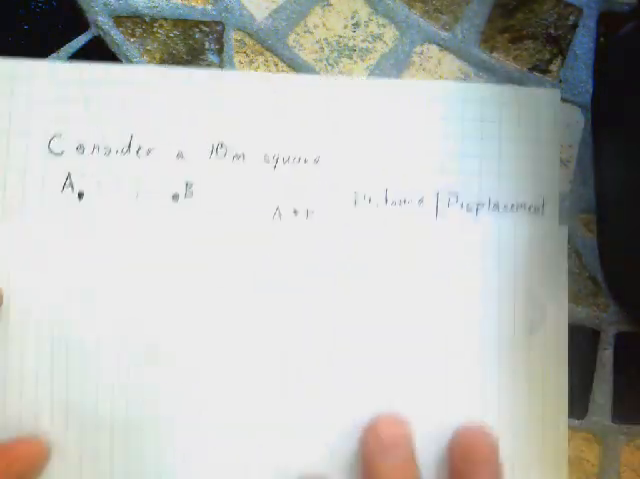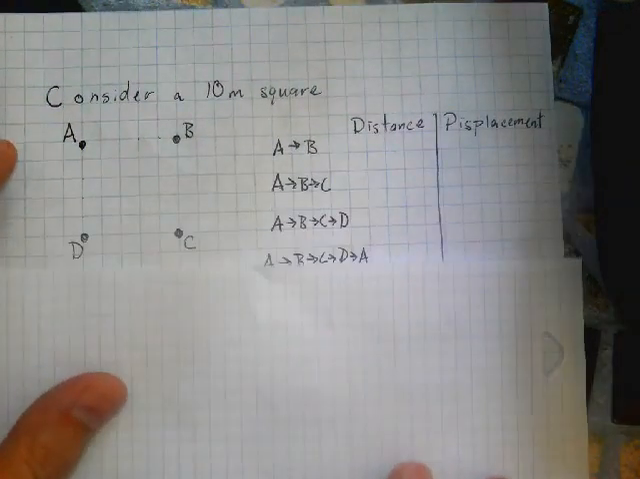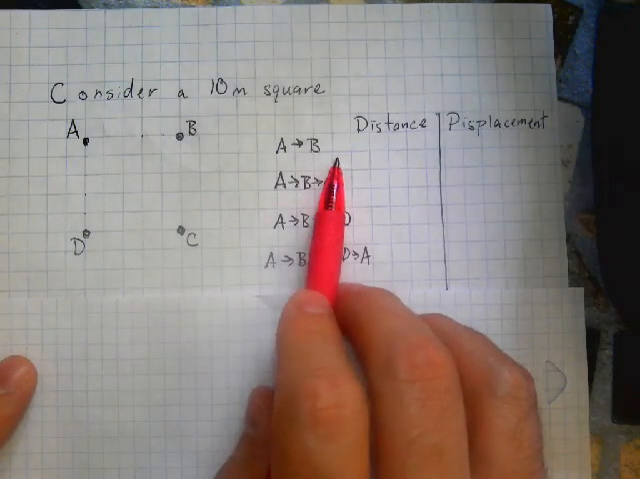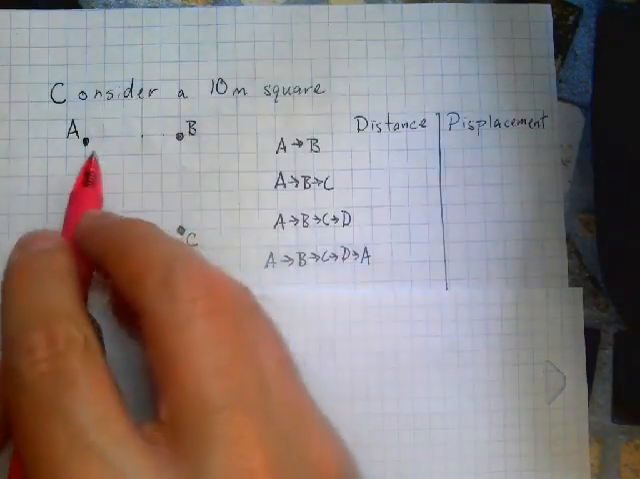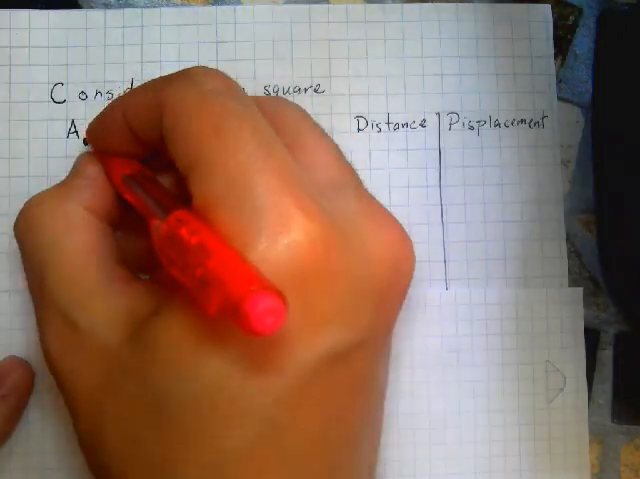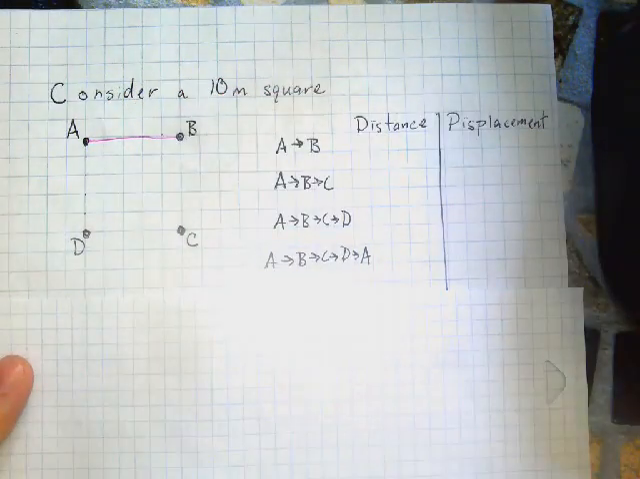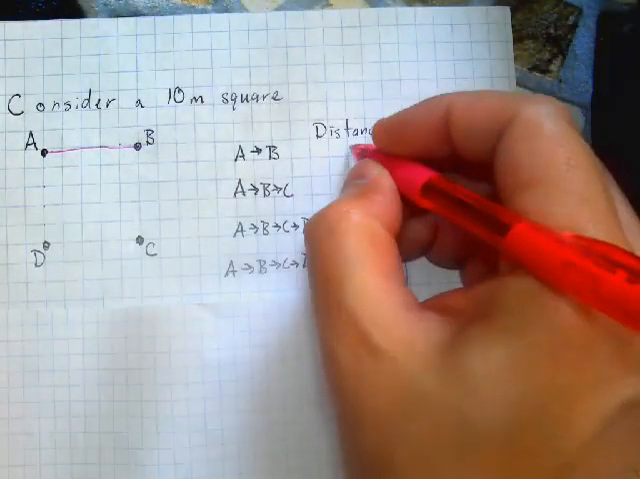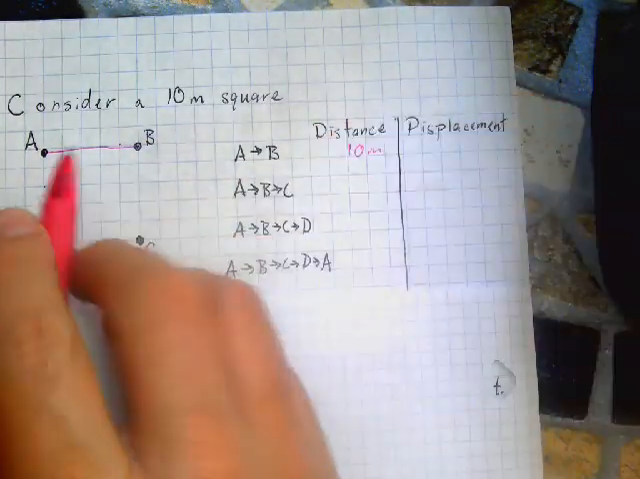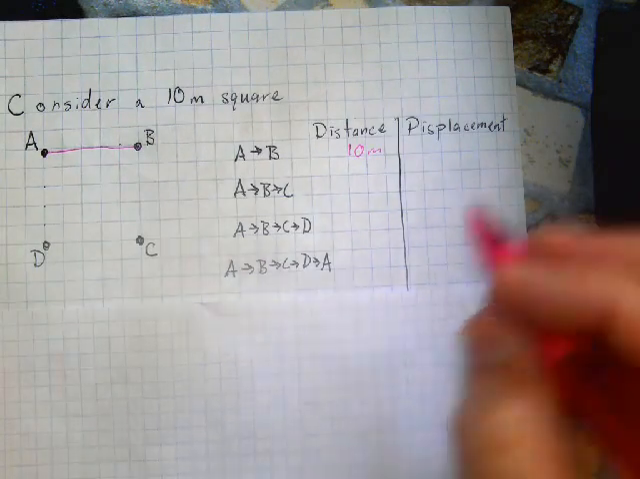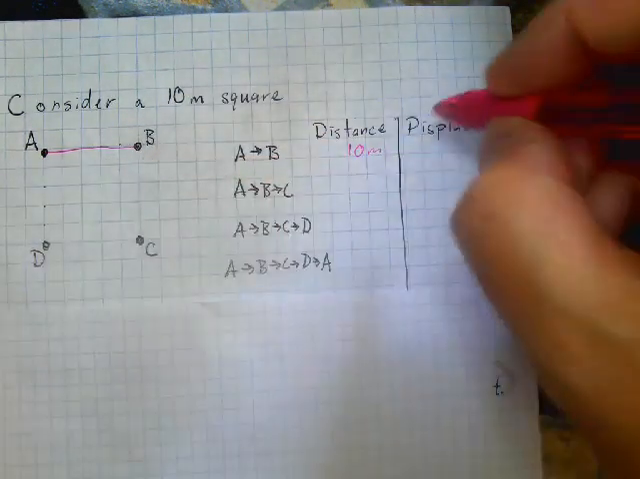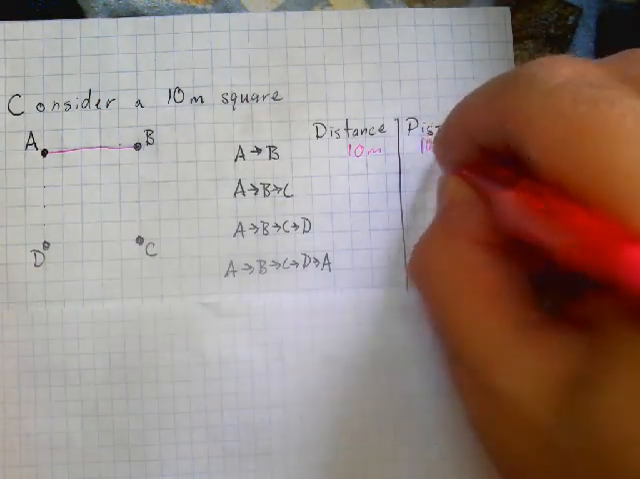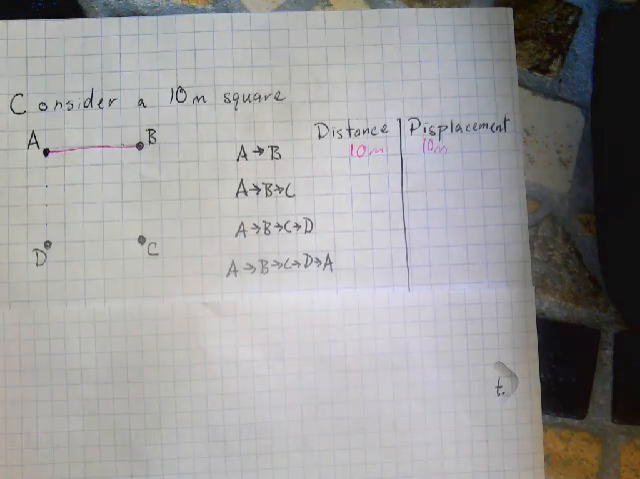So let's say we had a 10 meter square, and we wanted to go starting out from A to B. If each side's 10 meters, and I go from here to here, what distance have I traveled? Well, distance would be 10 meters, right? Because each side's 10 meters. My displacement from beginning to end is the same. It would be 10 meters because I'm 10 meters from where I started out.